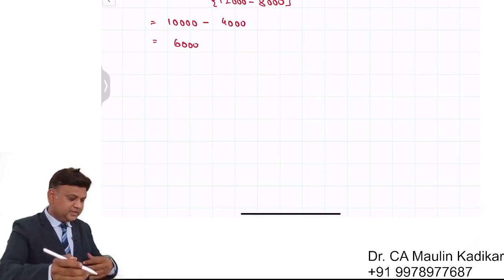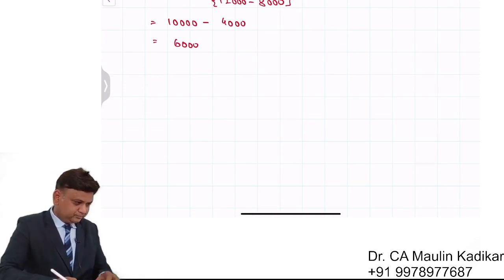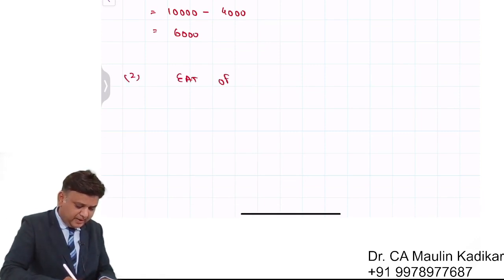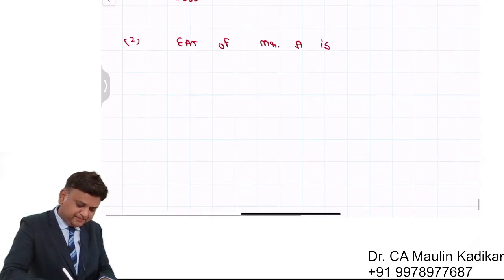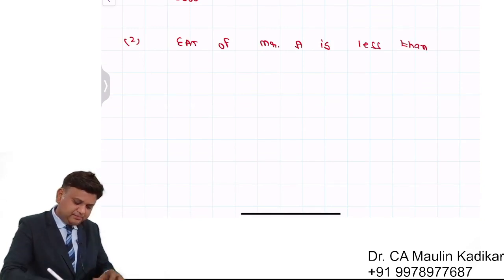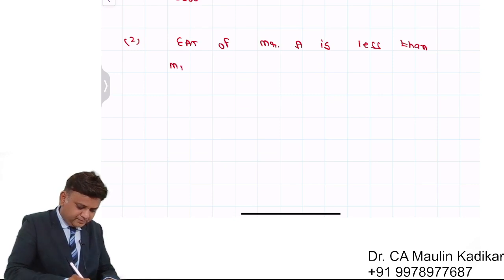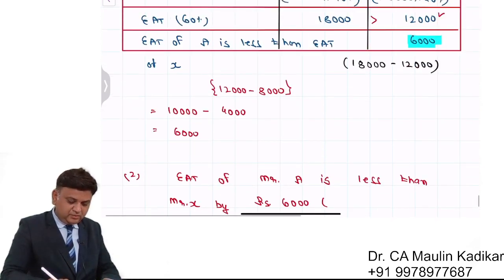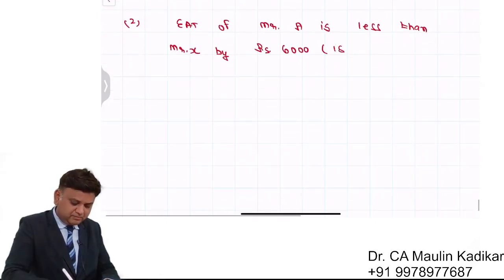I request all of you to write down answer for the second question. Earning after taxes of Mr. A is less than Mr. X by rupees 6,000. In bracket write down 18,000 minus 12,000.